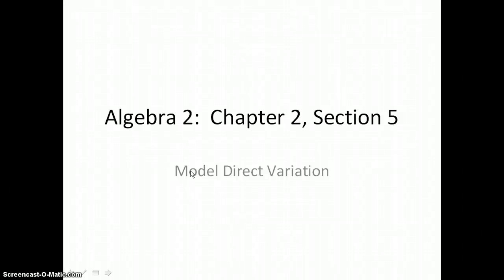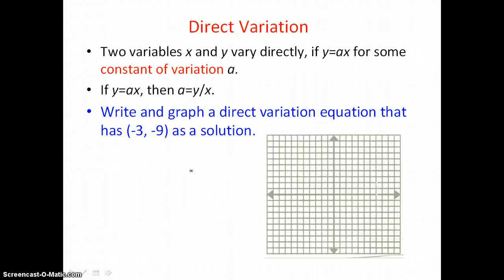In section 2.5, you will write and graph direct variation equations. Two variables x and y vary directly if y equals ax for some constant of variation a. So if y equals ax, then that constant of variation a is just y divided by x.